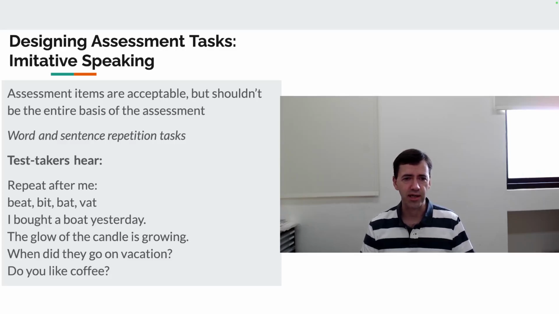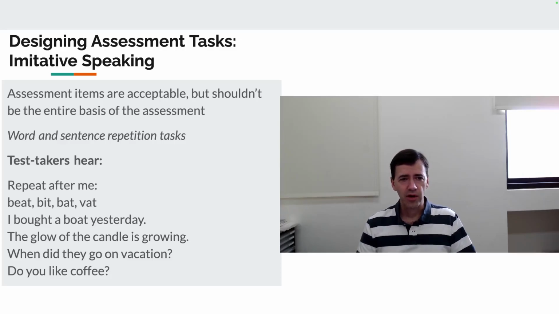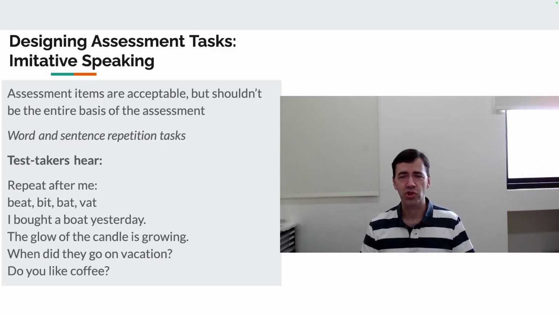Okay, so here. For imitative speaking, assessment items are acceptable, but shouldn't be the entire basis of your assessment. And that means that we shouldn't have an entire speaking test of listen and repeat. There should be some more genuine type of production. But here's what you can do. So you can have word and sentence repetition tasks. These are minimal pairs at the beginning. So the test taker will hear this.